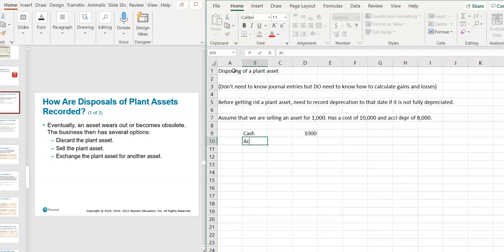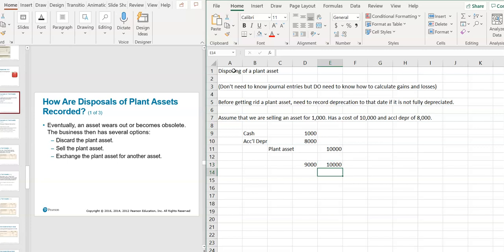We have to take off the accumulated. Accumulated depreciation has a credit balance, so we have to debit to get it off. All right. Then we need to take off the asset, whatever it may be. I don't know what it is, but anyway, cost us $10,000. It has a debit balance, so it's a credit to take it off. And then if you notice here, I have $9,000 on this side, and I have $10,000 on this side. I'm sorry.